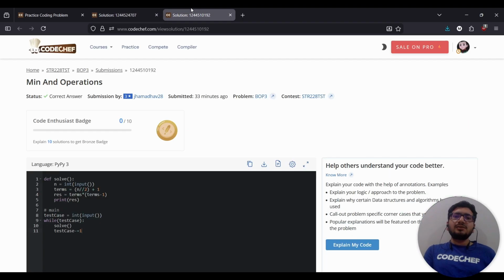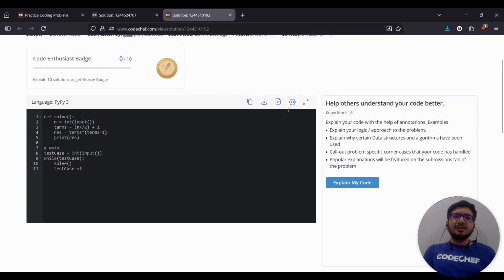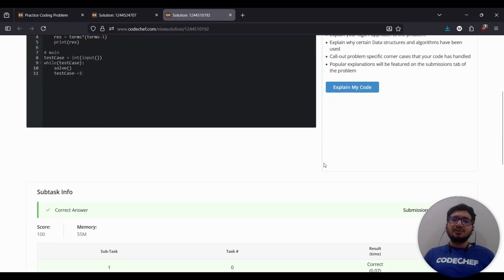Let's see how we can do this in Python. Similar to the C++ solution, for each test case we call the function solve, take the input of n, find terms and our minimum score, and get AC in our Python solution.